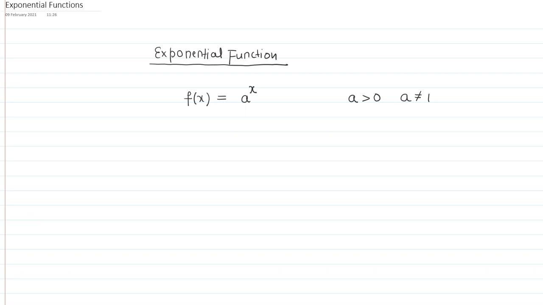So if it is equal to 1, then f(x) becomes a constant function and we are not interested in this. Alright? And if a is less than 0, then let's say if we have power 1 by 2, then it becomes undefined. Okay, so here a is greater than 0 and a is not equal to 1. So what about x? x belongs to the real line.